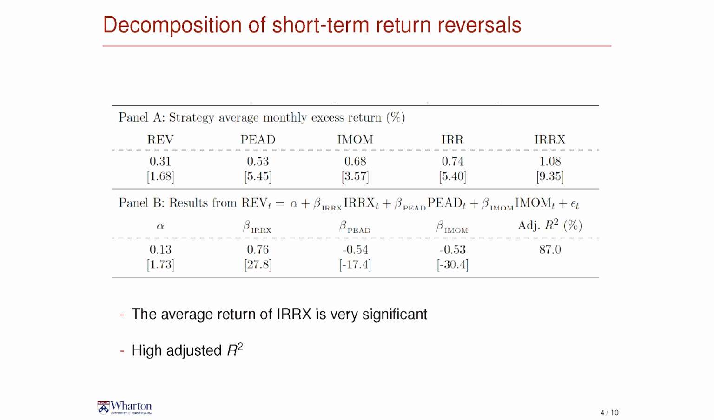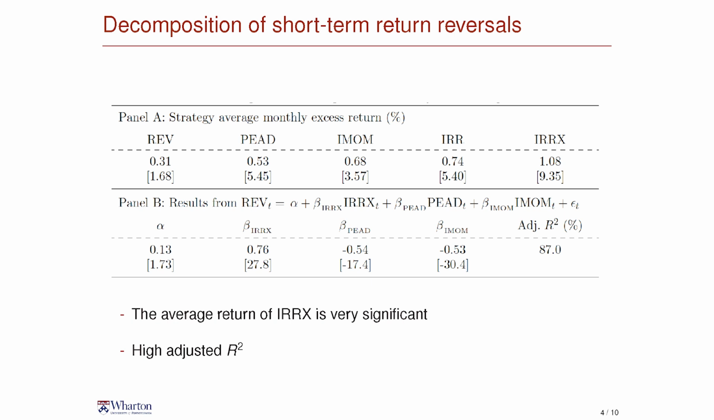In panel A, it shows the performance of 5 different trading strategies. The first column, REV, is the standard short-term reversal. You can see the average monthly return, excess return, the magnitude and the significance, both are weak, right? The second column is the trading strategy based on post-earnings announcement drift, and the third one is based on industry momentum. Both are positive and significant.